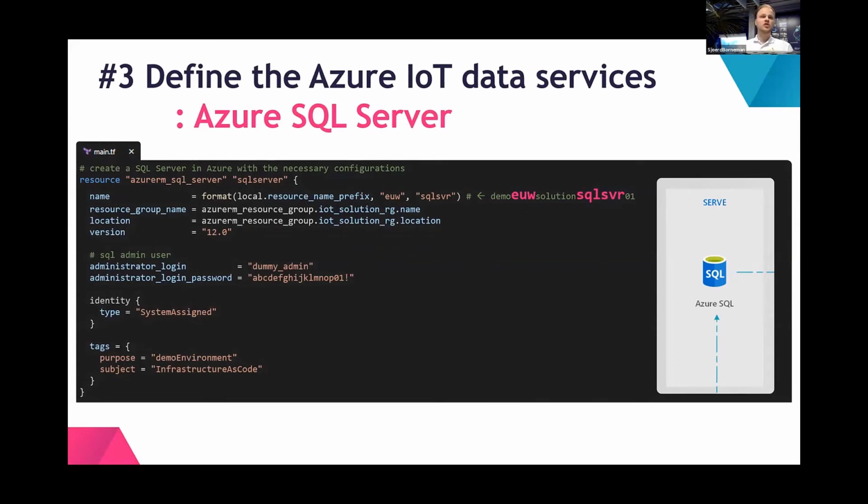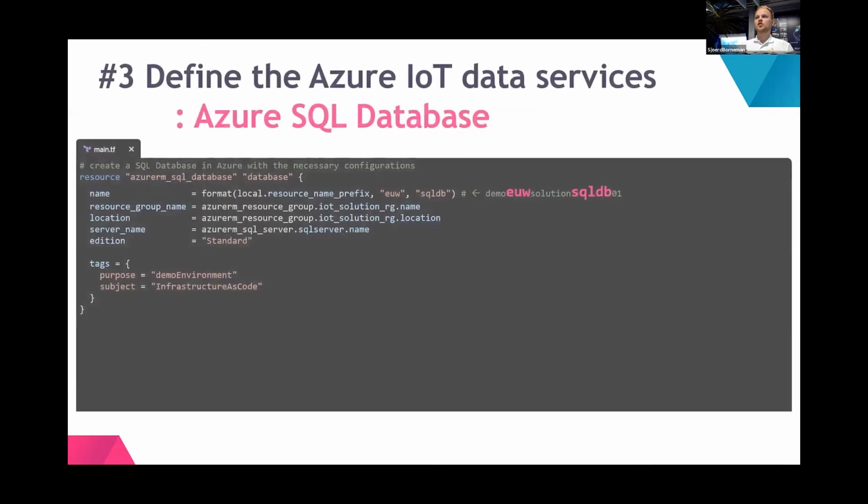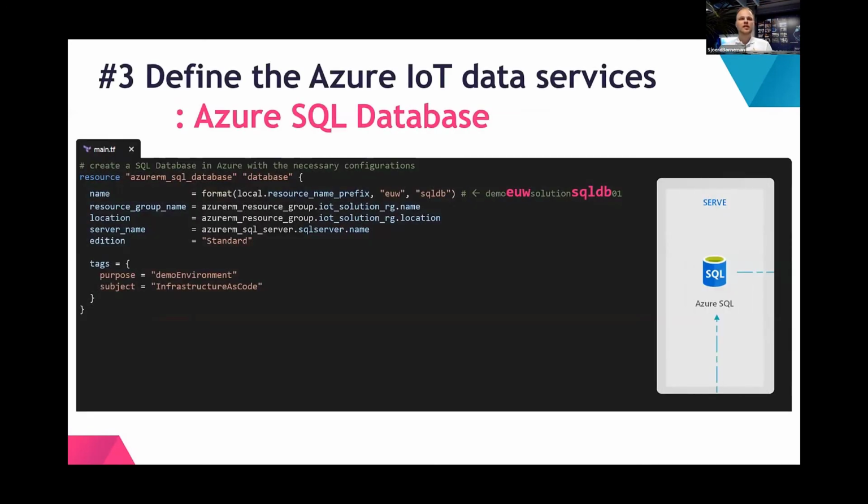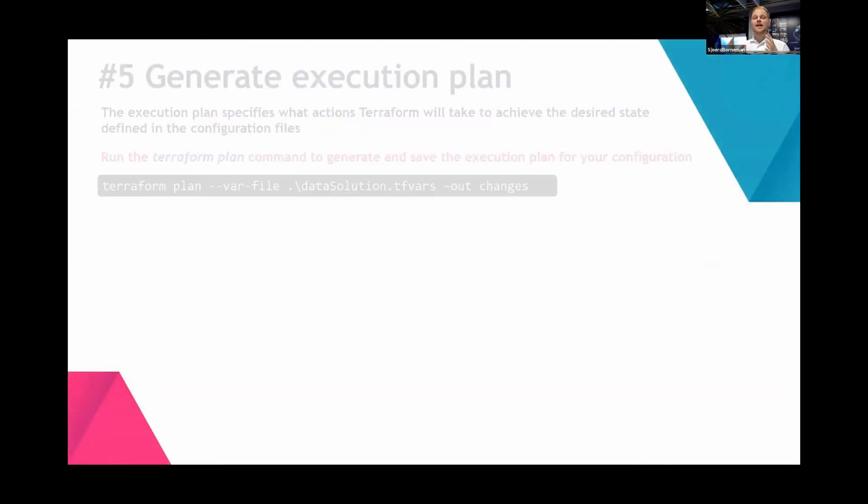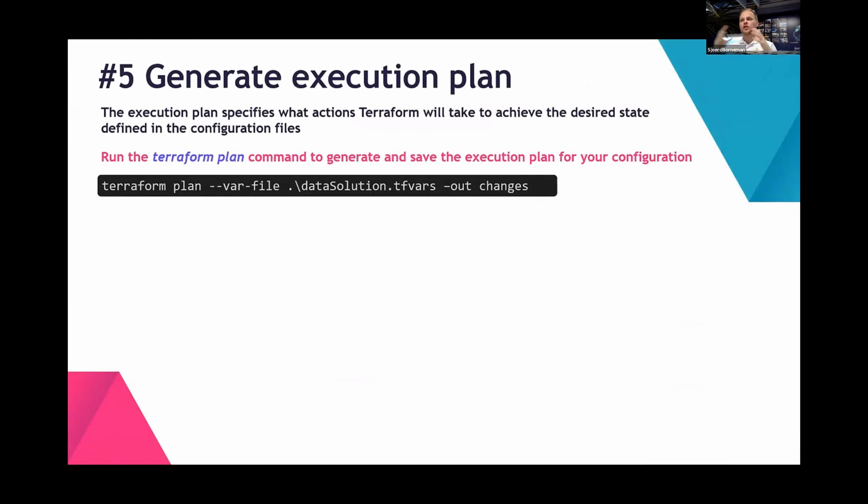The last resource we are going to create is an Azure SQL Server. As you can see, you can pass on the credentials of the SQL admin user. In this example, I'm going to use some dummy information. And when we have created the Azure SQL server, we are going to create a specific Azure SQL database. So this is the entire IoT data solution that we saw in the solution design.